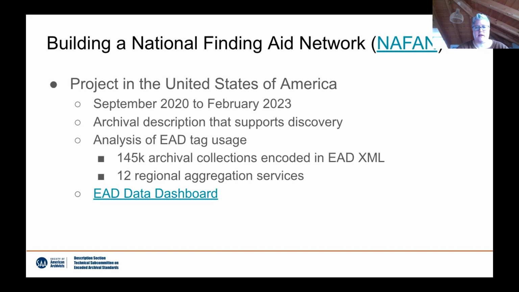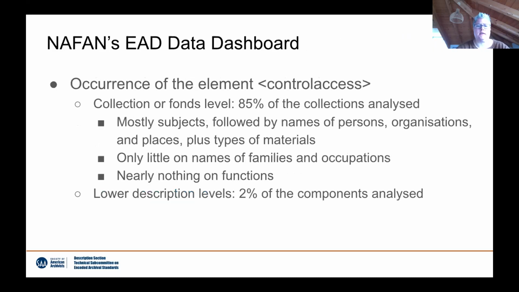So what NAFAN has done is that they have taken around 145,000 archival collections from the 12 aggregators that are part of that project and have done an analysis of how the EAD tags used in their data are distributed across the whole data set. So they have created what they call an EAD data dashboard, where you can look at different pieces and elements. And what they found is that there is quite a high coverage in terms of controlled access terms when we look at the level of the collection or the fonds.